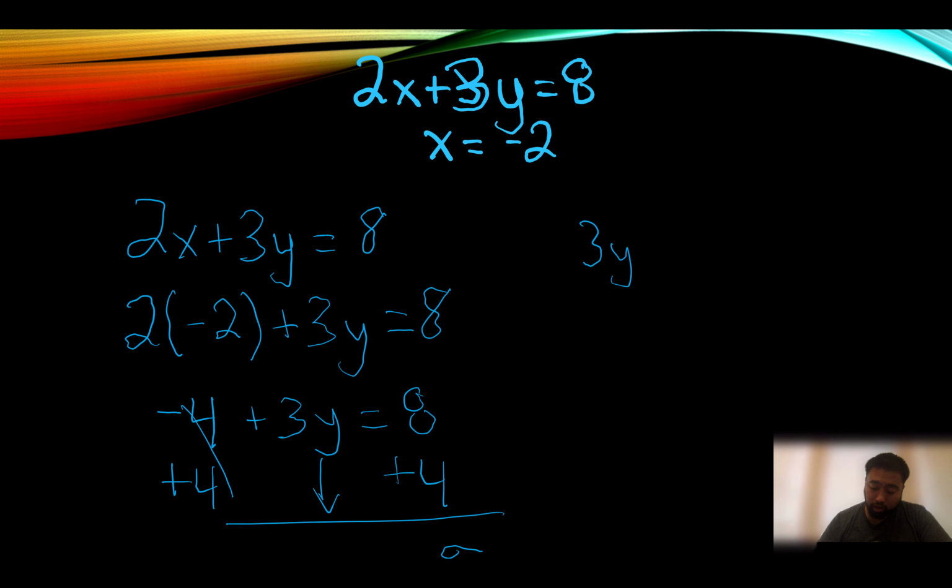So 3y equals 12. 3y means to multiply, so we're going to divide by 3. If you do it on one side, you have to do it to the other. So y equals 4.